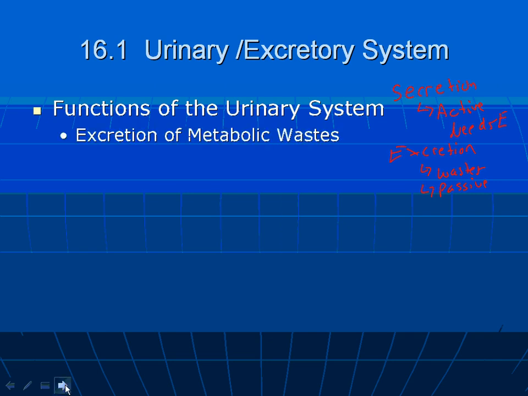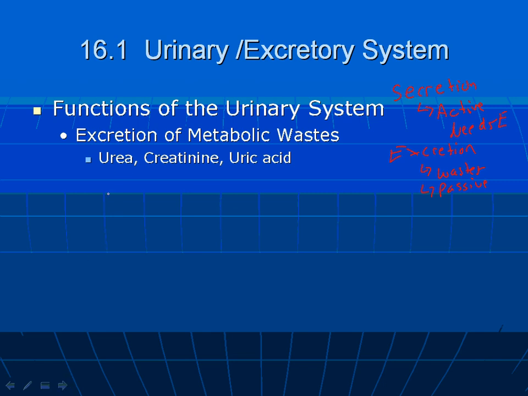All right, well, let's get started here. So we're looking at one of the main functions of the urinary system as being the excretion of metabolic waste. So that means the wastes that occur due to a chemical process, we want to get rid of them. We want to get them out of the blood and out of our body. So for example, urea, creatinine, and uric acid are all things that we don't want.